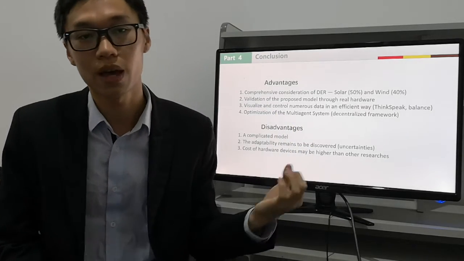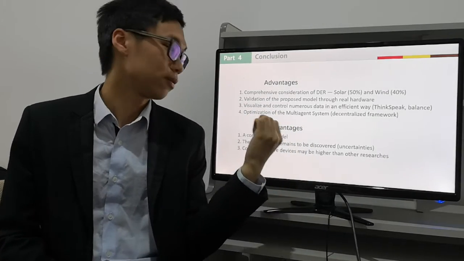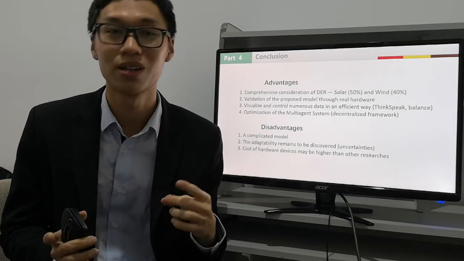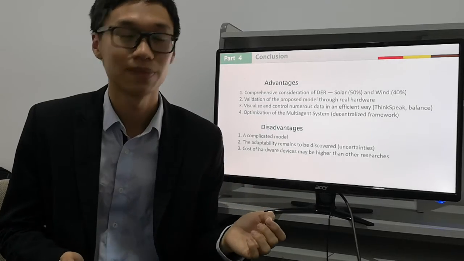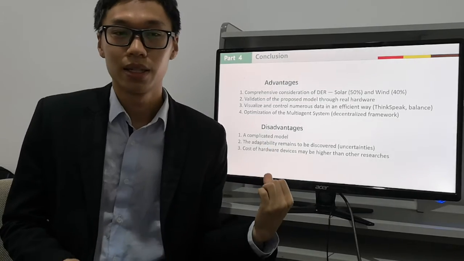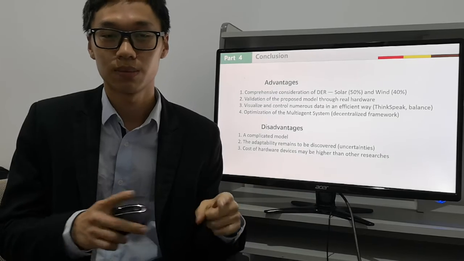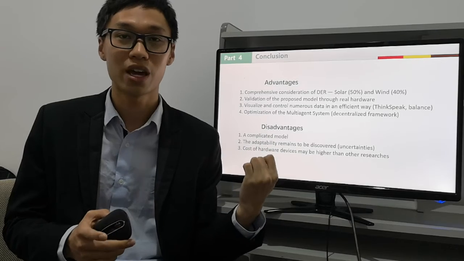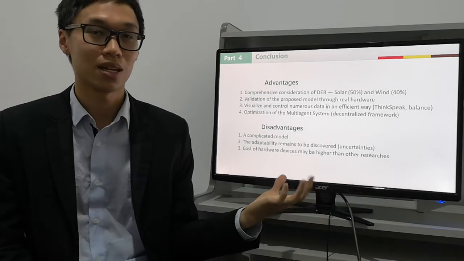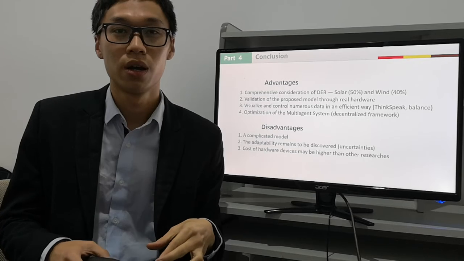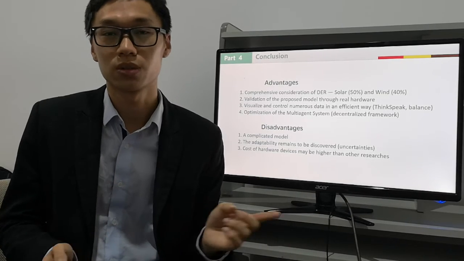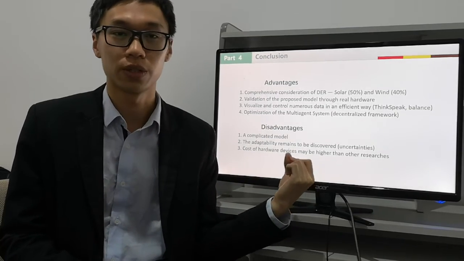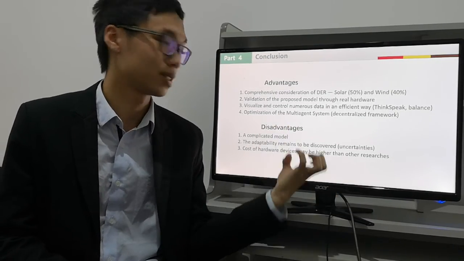But this research also has some limitations. One thing is it has a very complicated model because we need to build a lot of devices on real hardware. The second one is that the adaptability of this model remains to be discovered, because in wind or solar energy we have many uncertainties. And the last one is that the cost of the whole system may be much higher than the previous research. So future research will focus on how to solve these disadvantages.